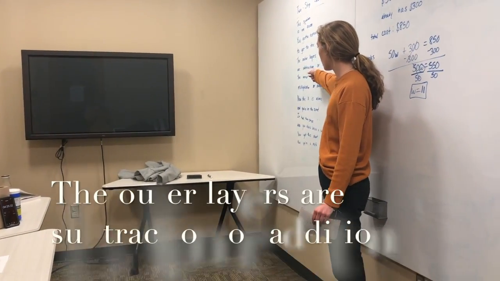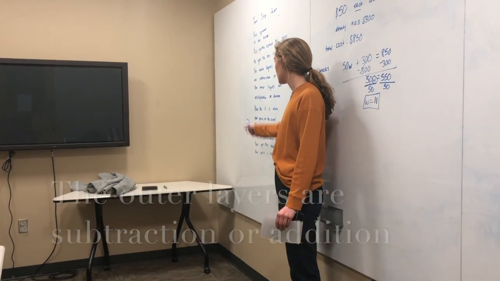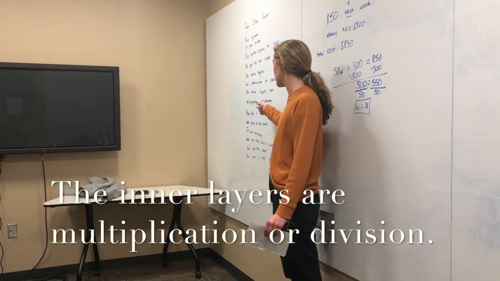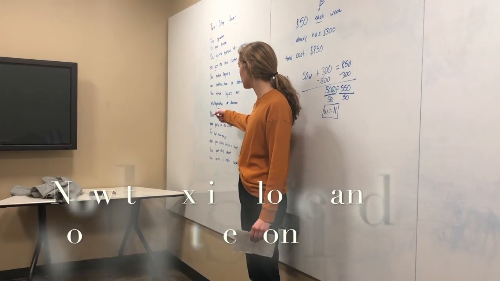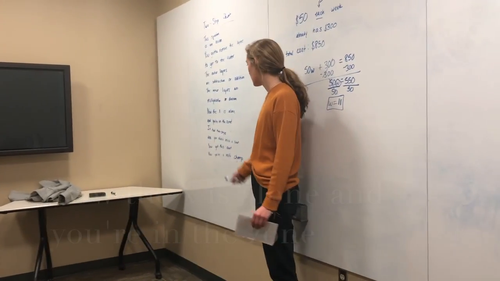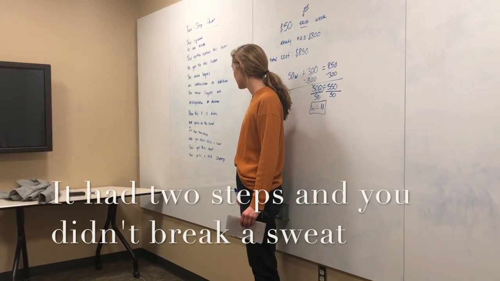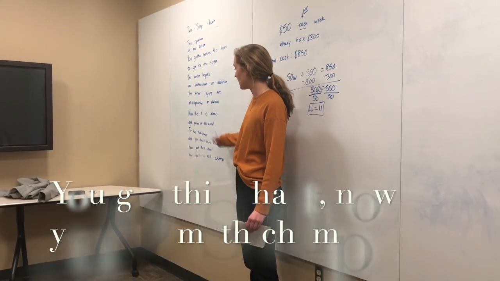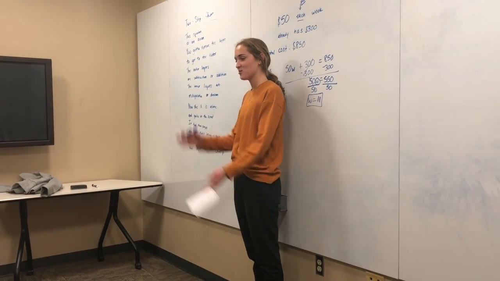The outer layers are subtraction or addition. The inner layers are multiplication or division. Now the X is alone and you're in the zone. It had 2 steps and you didn't break a sweat. You got this chant, now you're a math champ. Woohoo!